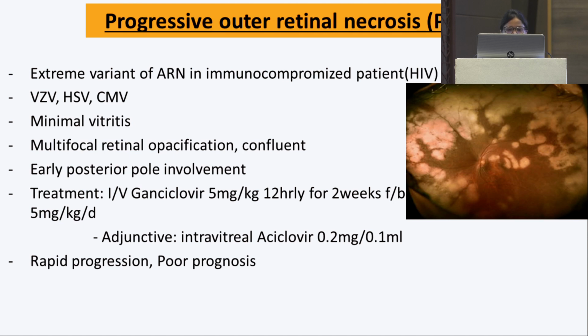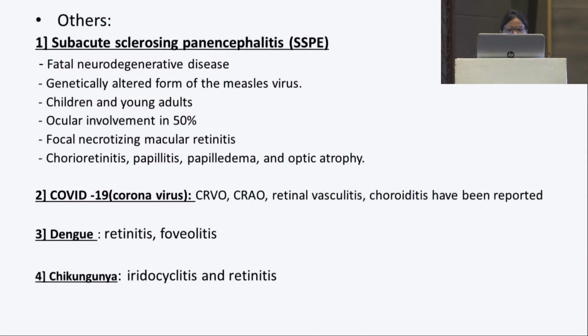The treatment is intravenous ganciclovir with the dose of 5 mg per kg, 12 hourly for 2 weeks, followed by 5 mg per kg. We may also add intravitreal acyclovir if there is a posterior pole involvement. But it has a very poor prognosis. These are some other viral retinitis like subacute sclerosing panencephalitis, which is basically seen after measles virus infection. Its ocular involvement is seen in 50%.